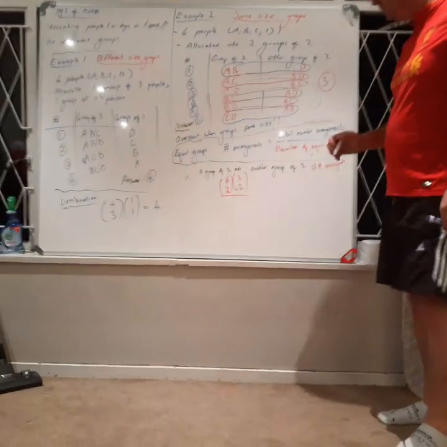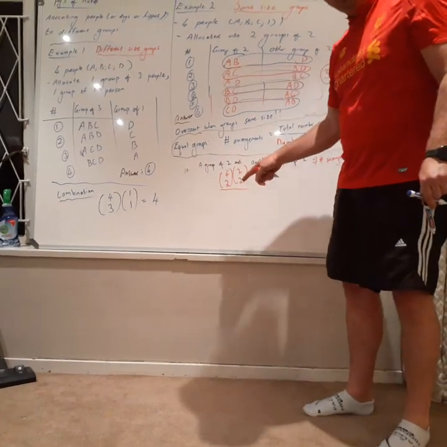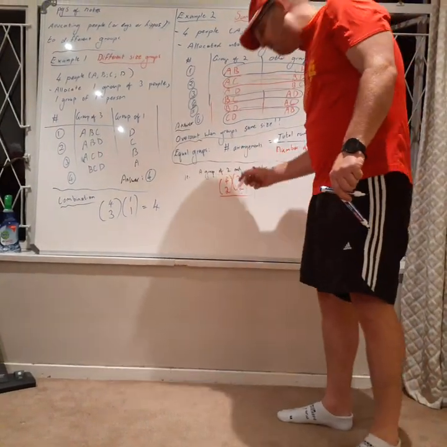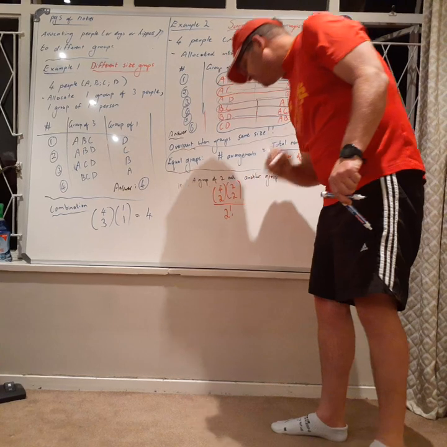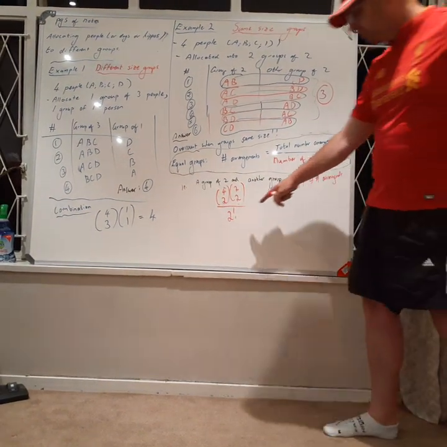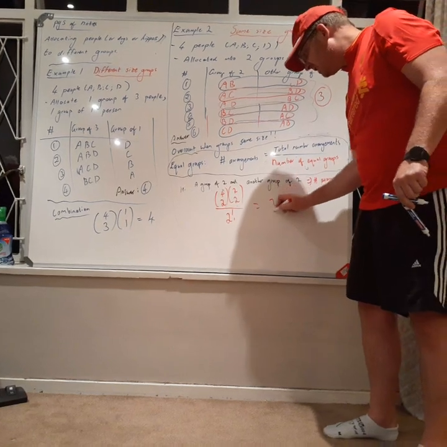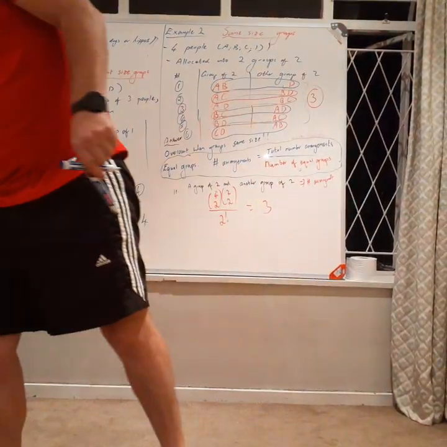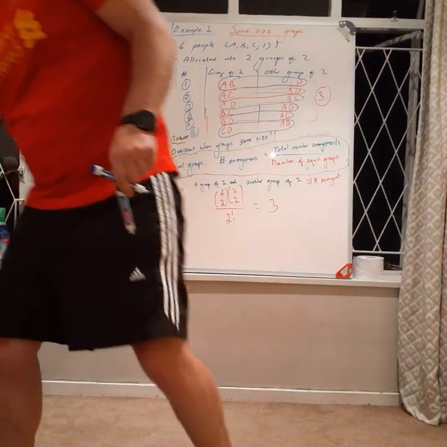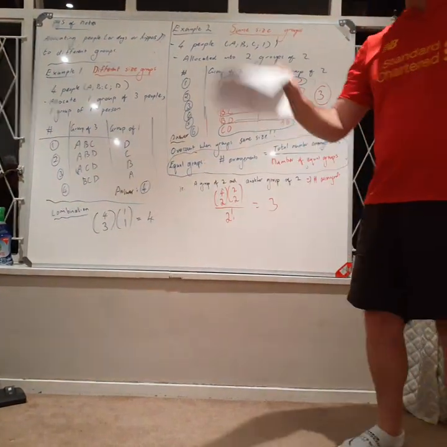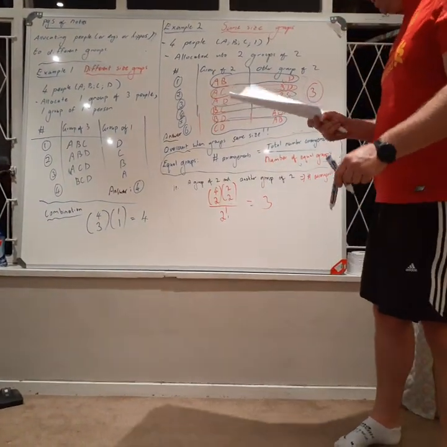Now, how many equal groups do you have? Well, you've got 2 groups of 2 people. So it's not because there are 2 people in the groups, it's because there are 2 equal groups. So it's divided by 2 factorial. And if you shove that into your calculator, you're going to get an answer of 4. Then why does it say 3 there? You're going to get an answer of 3.